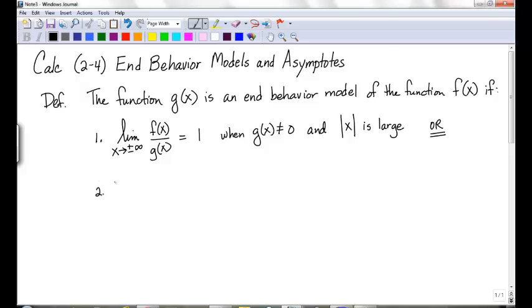Or the limit of f of x as x approaches positive or negative infinity equals, when that limit is 0, when the g of x function equals 0. Now, I'm going to do this by an example.